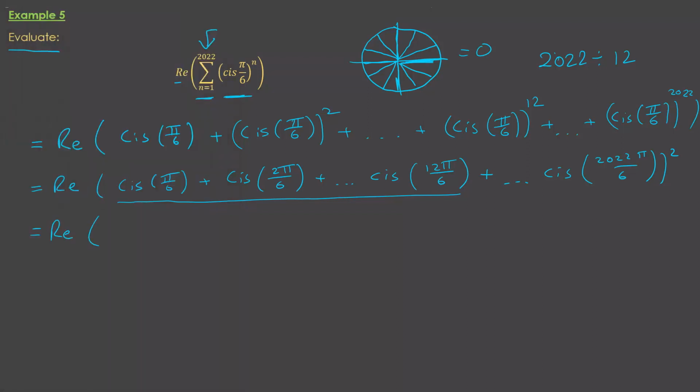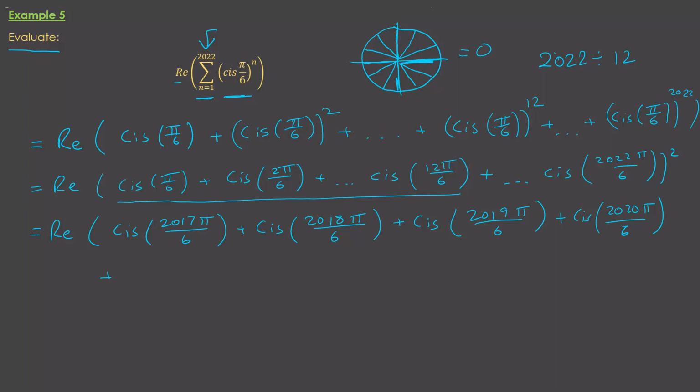So what we're left with is cis 2017 pi by 6 plus cis 2018 pi by 6 plus cis 2019 pi by 6 plus cis 2020 pi by 6 plus cis 2021 pi by 6 plus cis 2022 pi by 6.